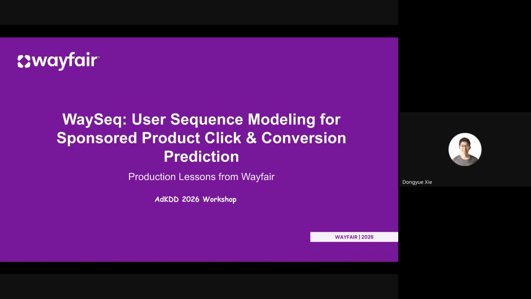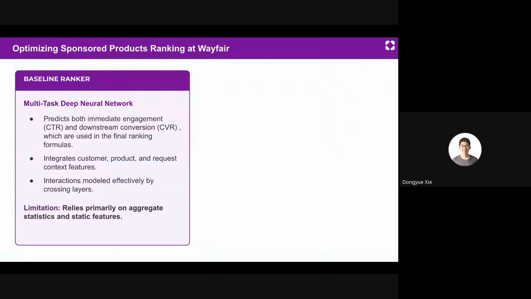In this video, we'll present user sequence modeling for sponsored product click and conversion prediction, the ranking model at Wayfair. In the final ranking of the sponsored product, we need a scoring model to predict customer engagement, such as click-through rate and conversion rate.